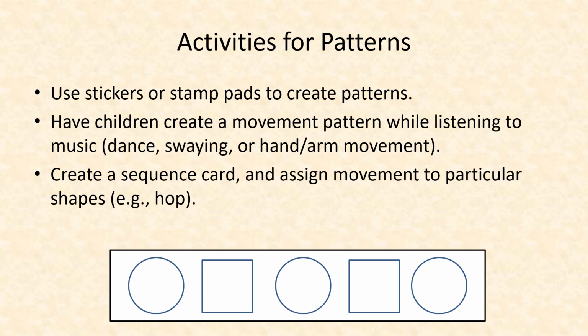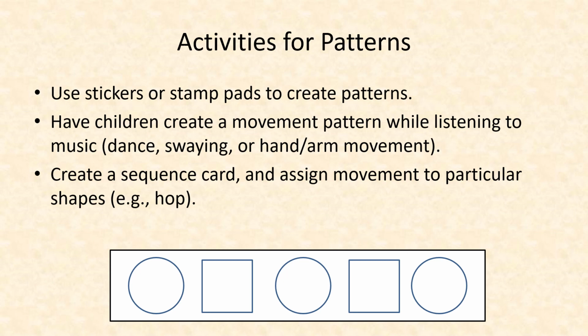One final activity at this time, we could use stickers or we could use stamp pads to create patterns. So we can make patterns of circles, squares, triangles, and so on. And then we could associate each of those patterns, each of those shapes, with some type of activity.